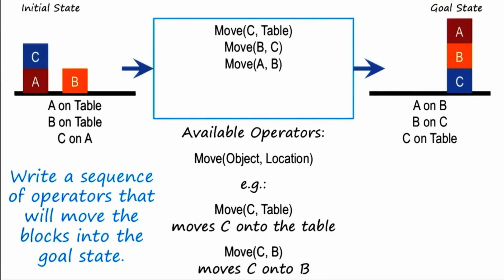Okay, David, what answer did you come up with? So the first thing I did was I moved C to the table, then I moved B on top of C, and then I moved A on top of B. I don't think you can do it in less than 3 operators. That's a good answer, David.